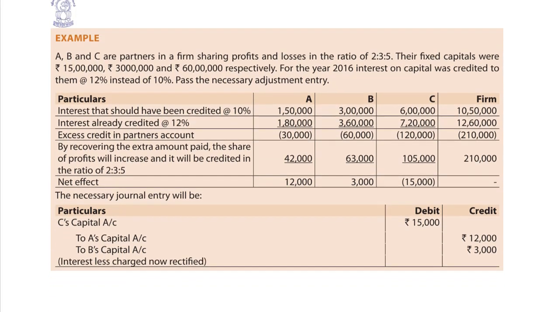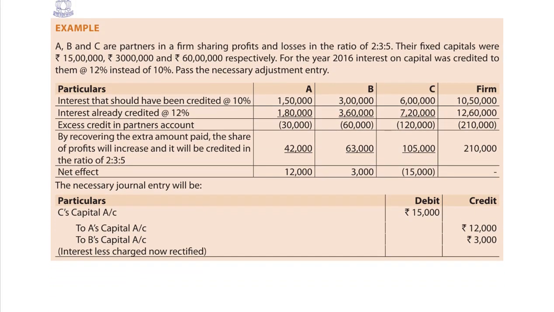Next example. A, B and C are partners in a firm sharing profits and losses in the ratio of 2:3:5. Their fixed capitals were 15 lakh, 30 lakhs and 60 lakhs. For the year 2016, interest on capital was credited to them at the rate of 12% instead of 10%. Pass the necessary adjustment entry. So there is an error in this case. Interest on capital is to be given at the rate of 10%, but we have actually credited at the rate of 12%. We need to pass the necessary adjustment entry for the same.